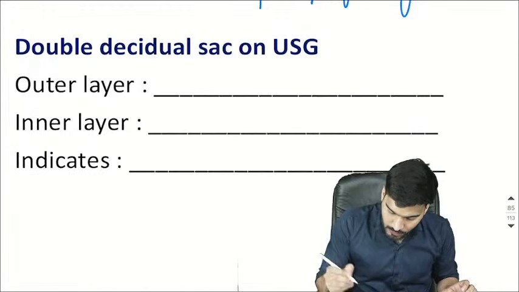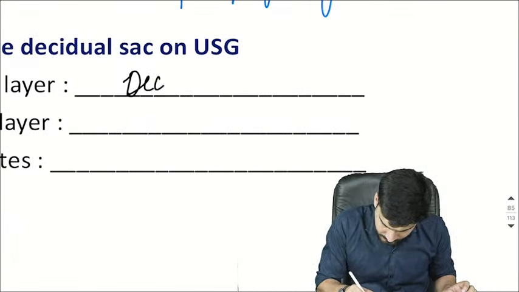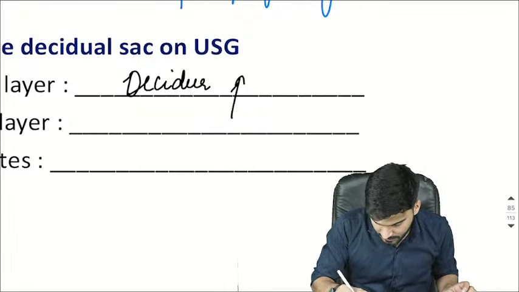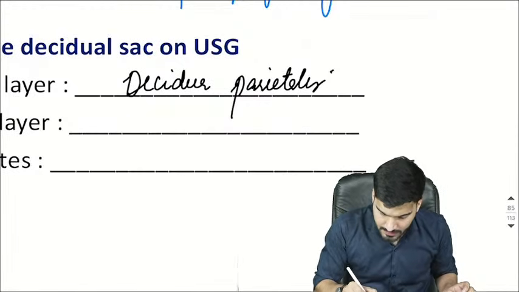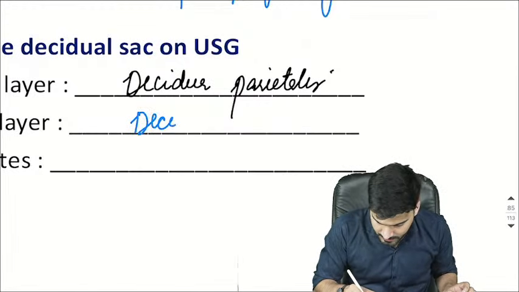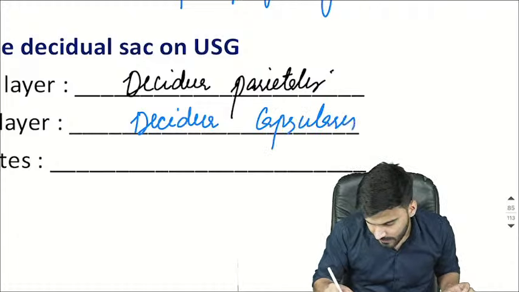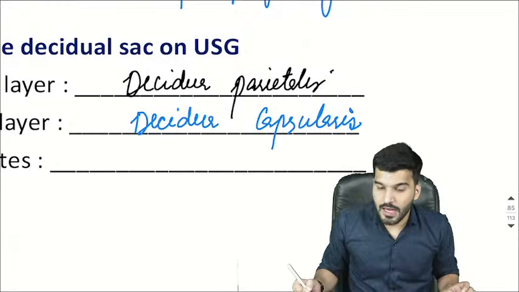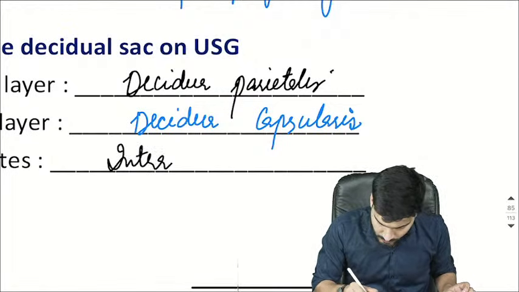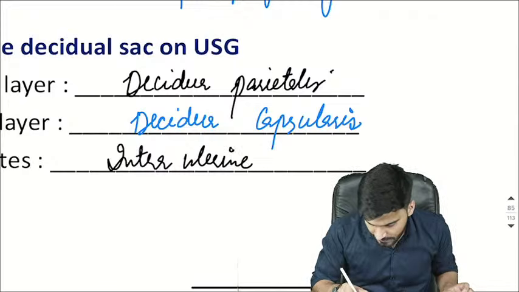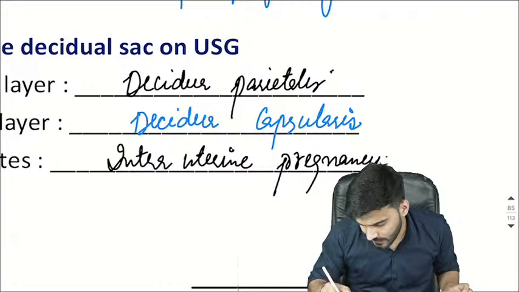Now, in the double decidual sac sign, the outer layer is the decidua parietalis, and the inner layer is the decidua capsularis. And what exactly does it indicate? Sir, it indicates intrauterine pregnancy. Is that clear?